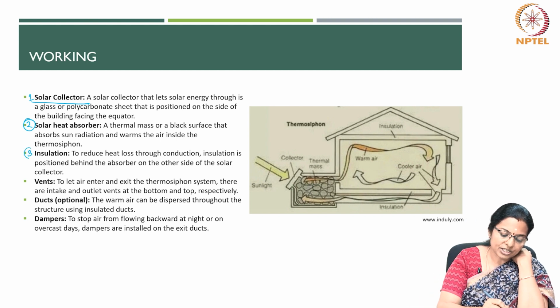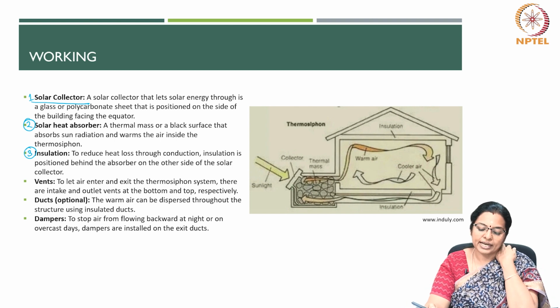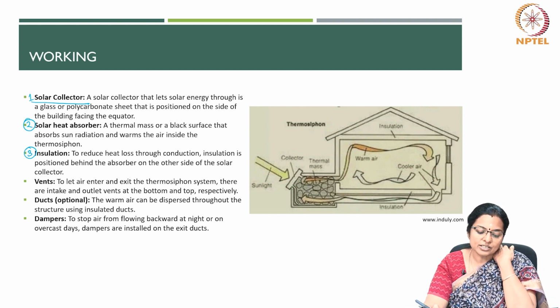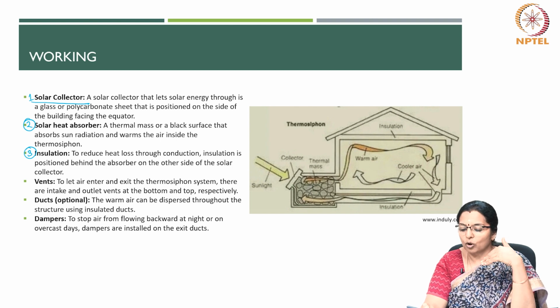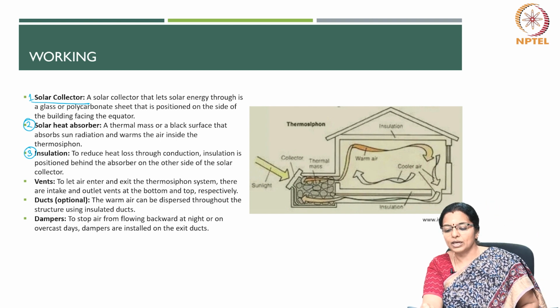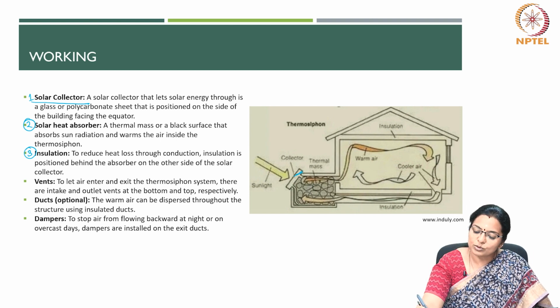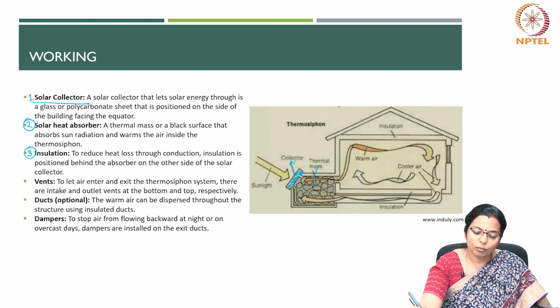The insulation, which is the third element, is used to reduce heat loss, and the insulation is placed behind the absorber on the other side of the solar collector. So, this is the solar collector and this is the absorber, which is a thermal mass.